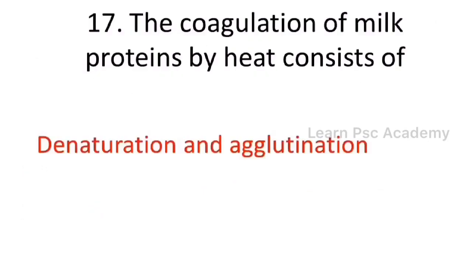Seventeenth question: the coagulation of milk proteins by heat consists of denaturation and agglutination.